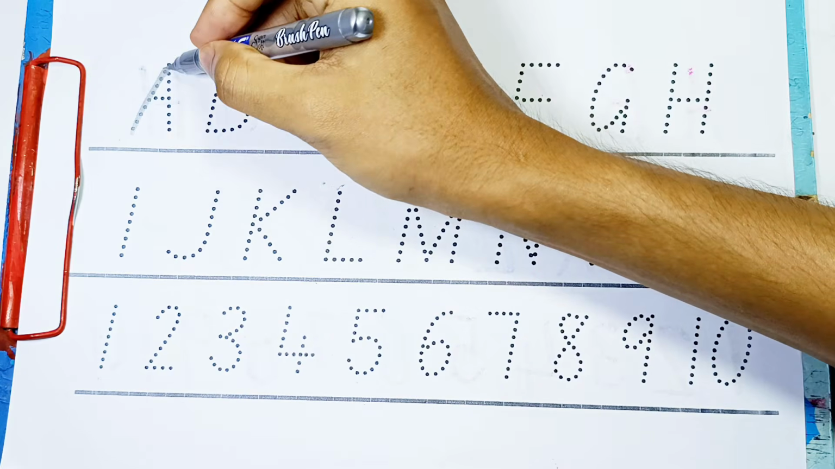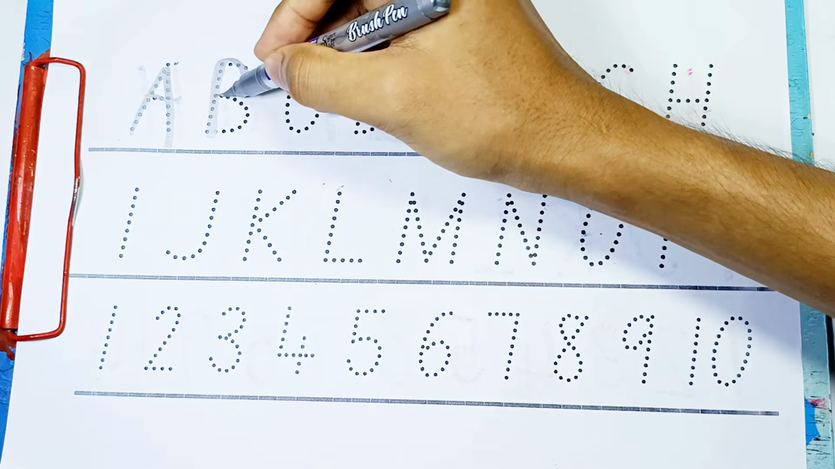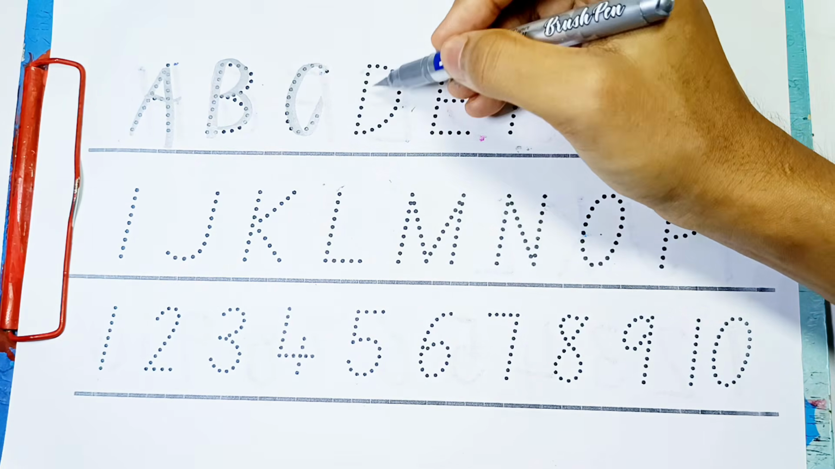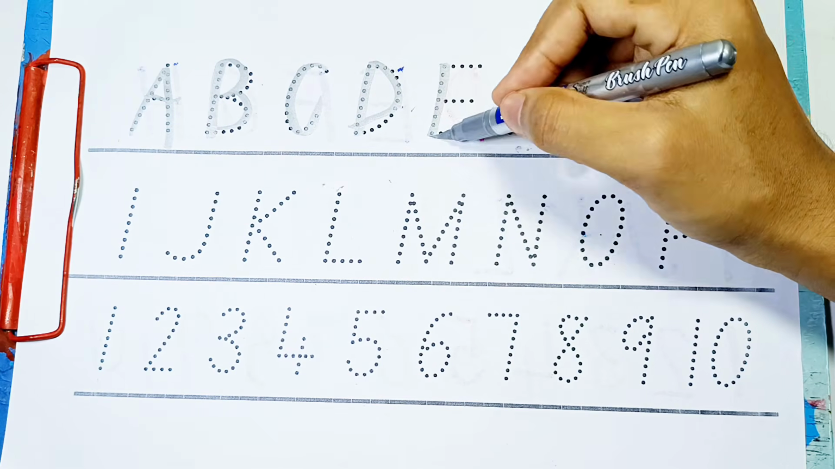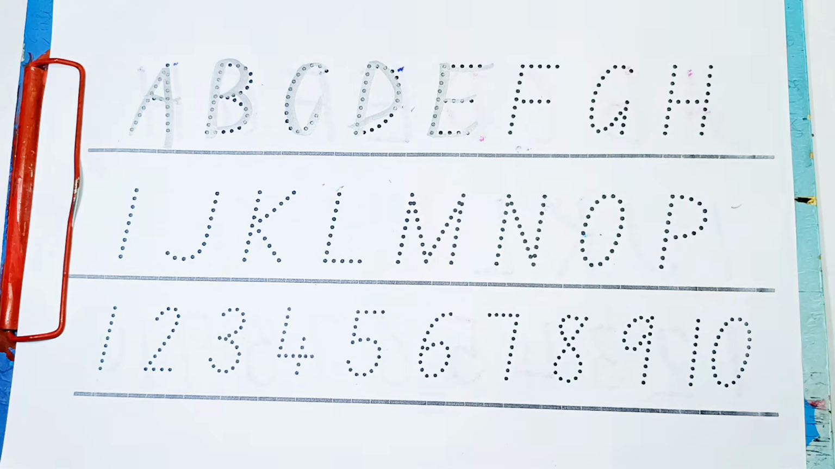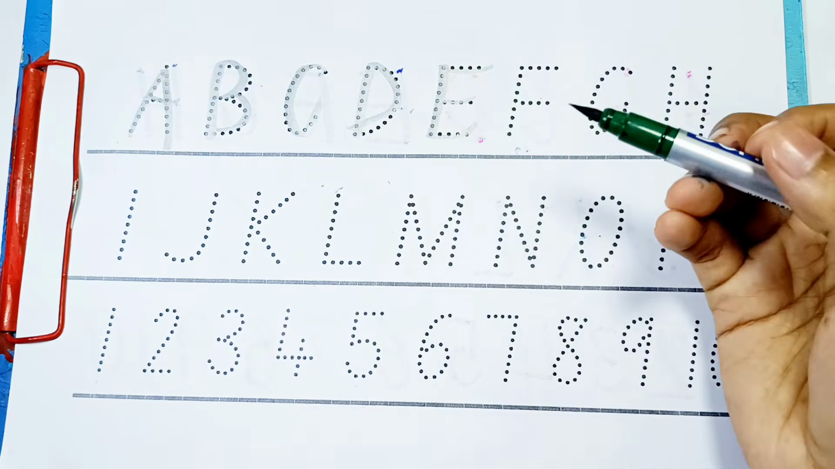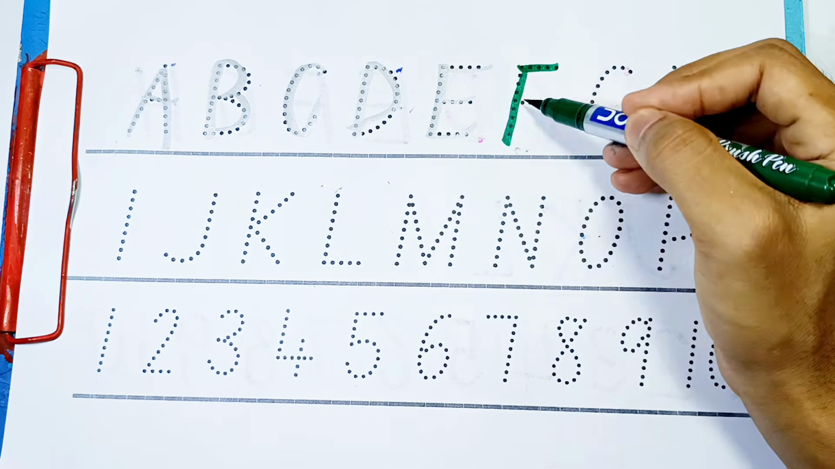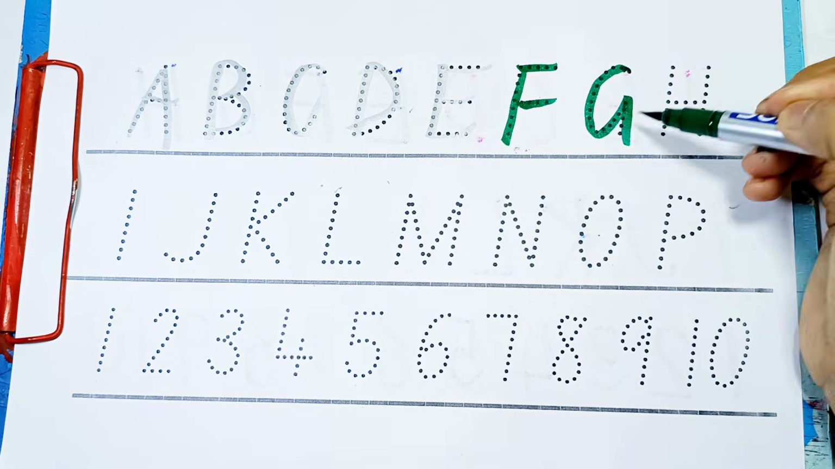Now we draw the alphabet of A. The next one is B. C for cow, C for cat, D for dog, D for doll, E for elephant. And now we're using the color of dark green. F for fish, F for fan. The next one is G.